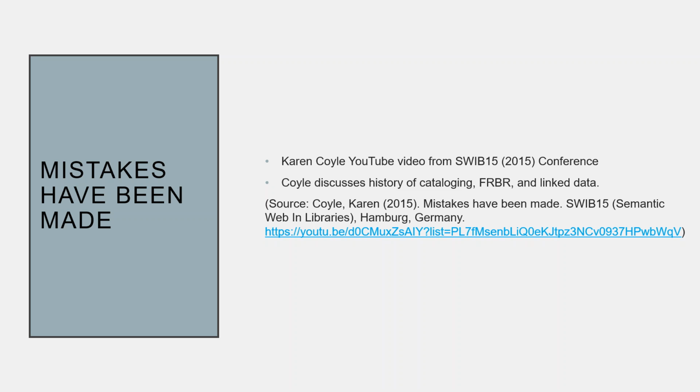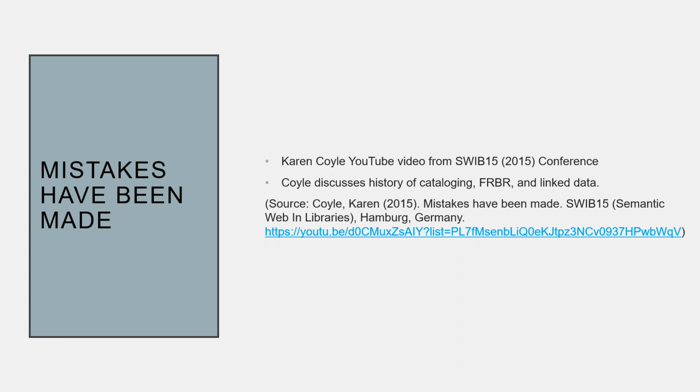When she's discussing the history of cataloging, FRBR, and linked data, she describes WEMI, the work expression manifestation item, as nesting information rather than linear, because the other experts who talk about FRBR and WEMI, it's all kind of in a linear way, but Karen Coyle says it's more of nesting information.